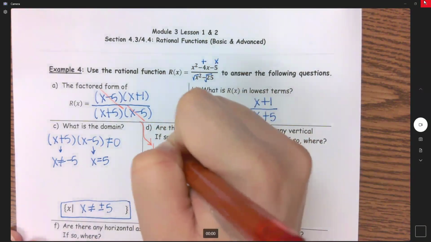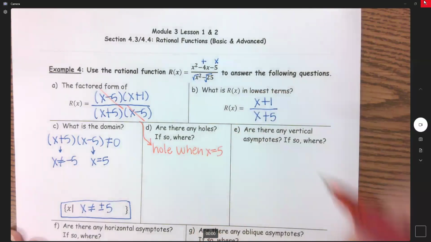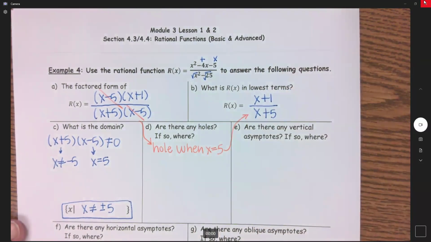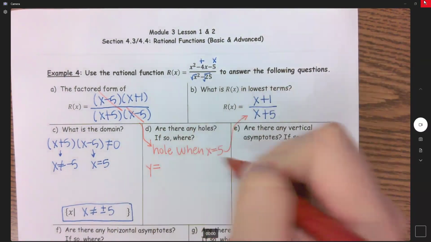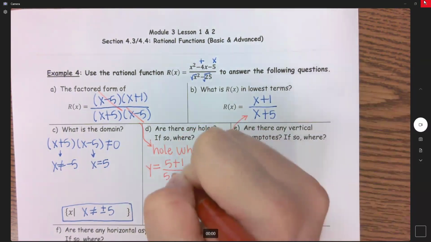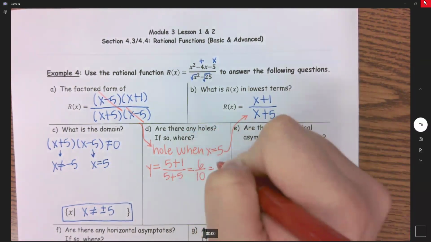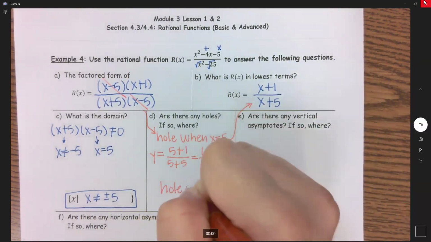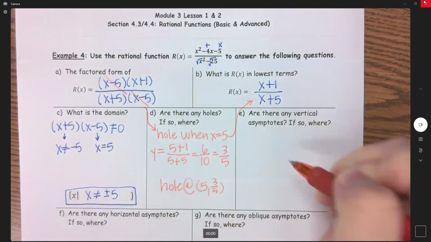So here, we get that we have a hole when x equals 5. So now plug that into your function in lowest terms. So I've got y equals 5 plus 1 over 5 plus 5, which is going to give me 6 over 10, which is 3 over 5. So we have a hole at the ordered pair 5 comma 3 over 5.